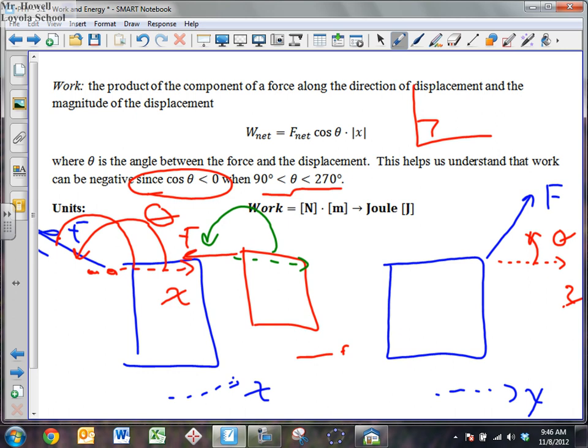So what that means really is that work can be negative or positive. Think about that for a second. If the cosine of an angle happens to be negative, in our equation we're going to have a positive force, a negative value from the cosine, and then a positive value here. So we have positive, negative, positive, which would give us a negative overall work.